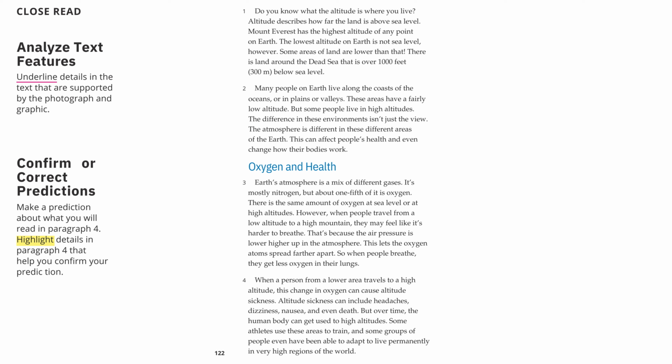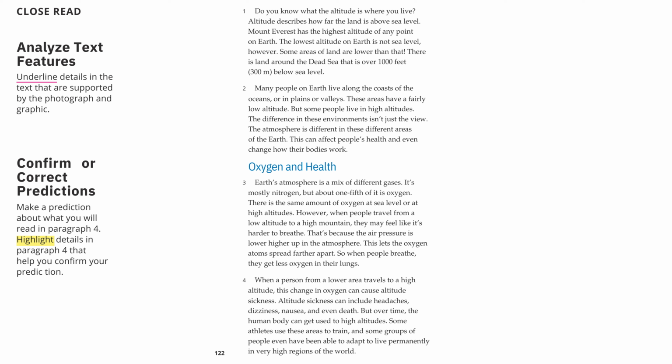Oxygen and health. Earth's atmosphere is a mix of different gases. It's mostly nitrogen, but about 1/5 of it is oxygen. There is the same amount of oxygen at sea level or at high altitudes. However, when people travel from a low altitude to a high mountain, they may feel like it's harder to breathe.